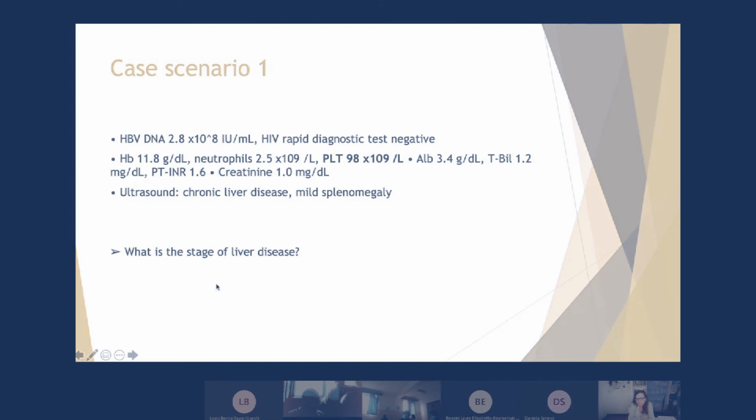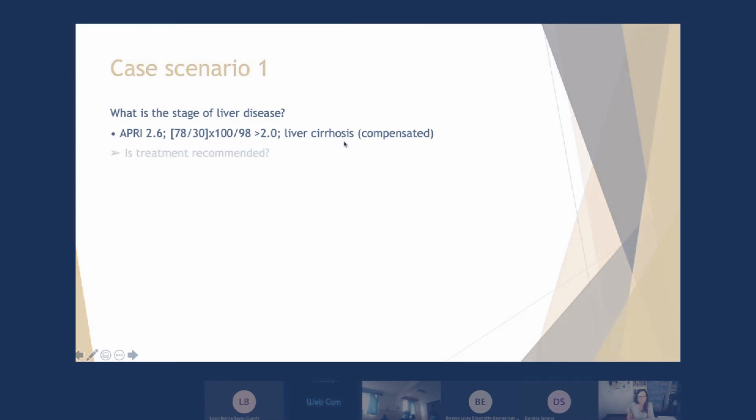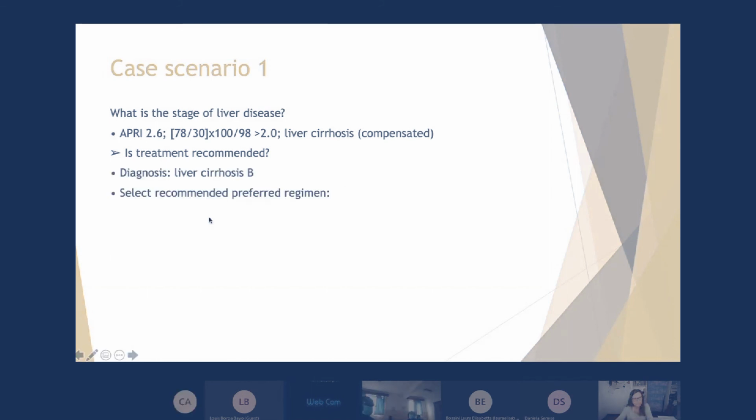Let's see what they do. Okay, they ask if treatment is recommended and what monitoring he requires. For the stage of liver disease, they calculated the APRI, which indicates the status of cirrhosis, and they ask if treatment is recommended for someone who has liver cirrhosis. Of course, the answer is yes. They follow the treatment regimen with tenofovir, as we said before, and as everyone agrees. And we know that it is a lifelong treatment.